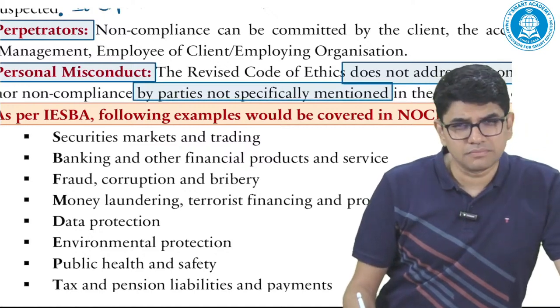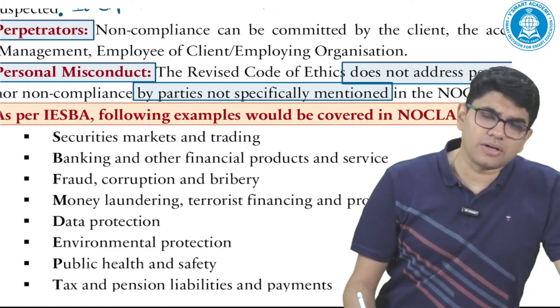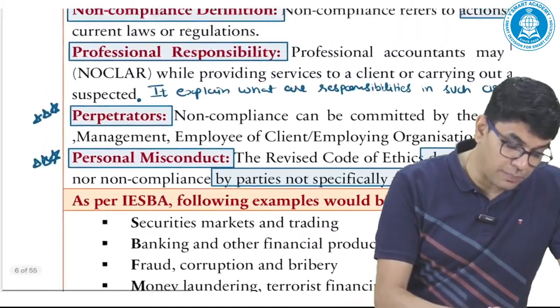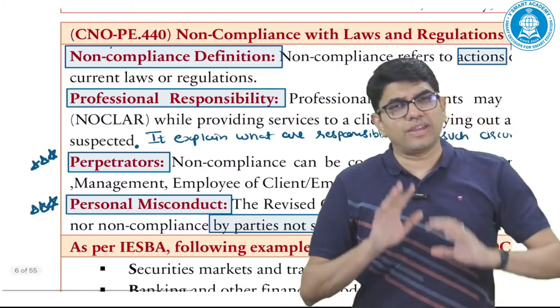Suppliers doing something, not covered. Employees, customers doing something, not covered. We won't be applying NOCLAR. So guys, it's very simple.